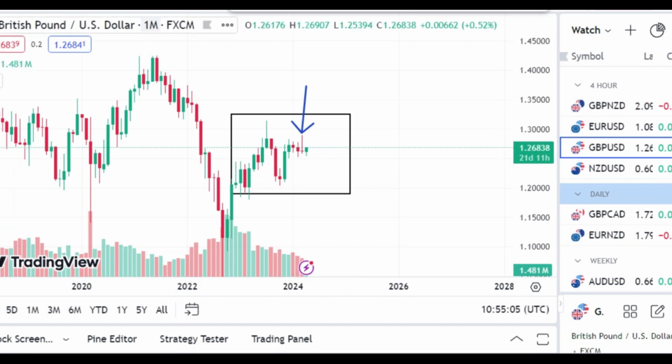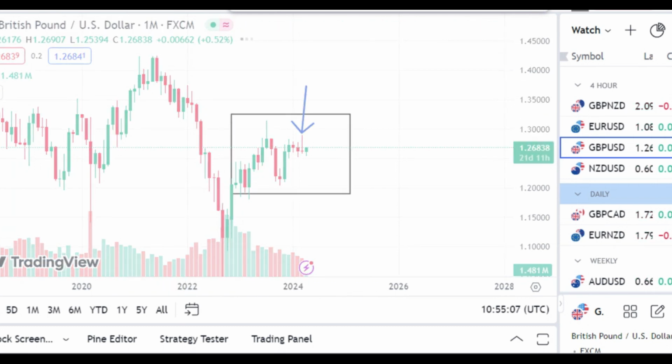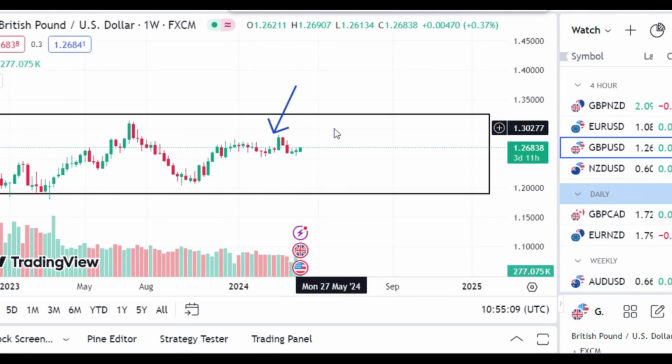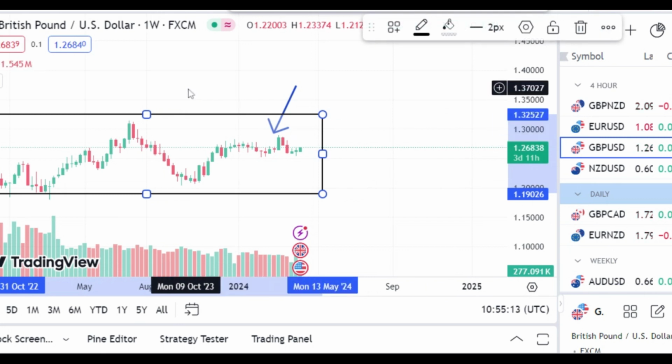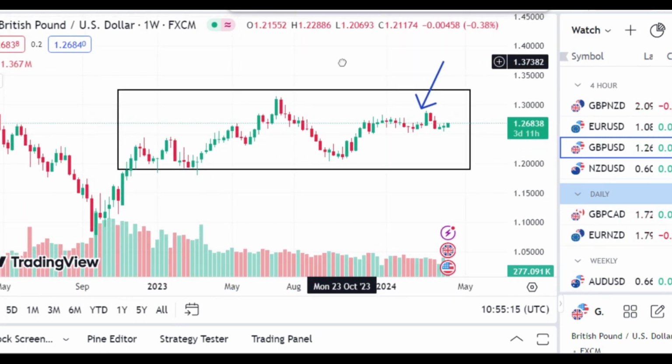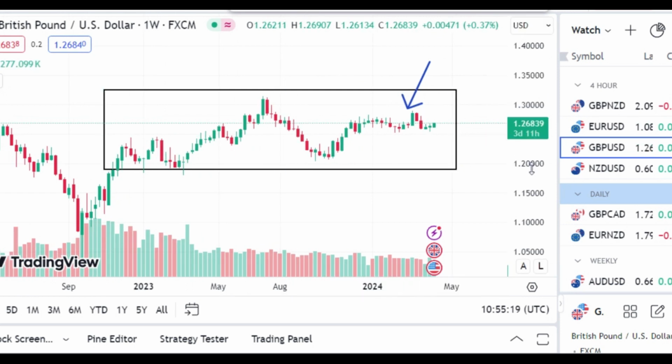Now when we go to weekly, because we have to narrow down until we get an entry, the same thing has been happening on weekly. There is still nothing much. On weekly, again, the market has been consolidating. You see, this market is consolidating.